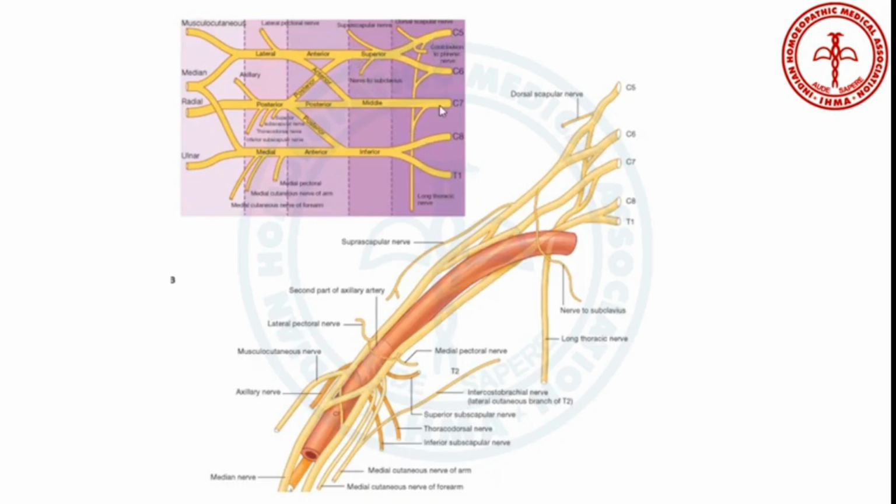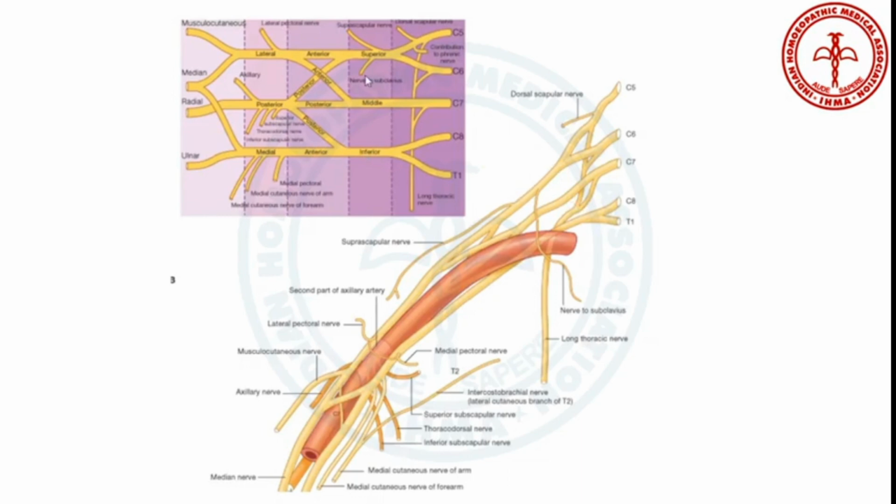So we explained about the roots. Next we explained about the trunks, upper, middle and lower. C5 and C6 join to form the upper trunk. C7 alone will form the middle trunk. C8 and T1 will continue as the lower trunk respectively.